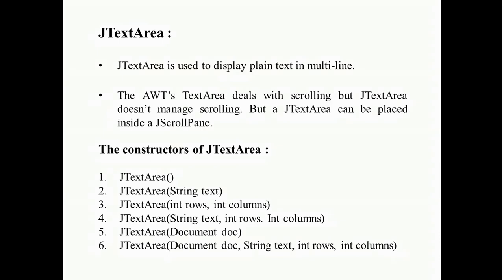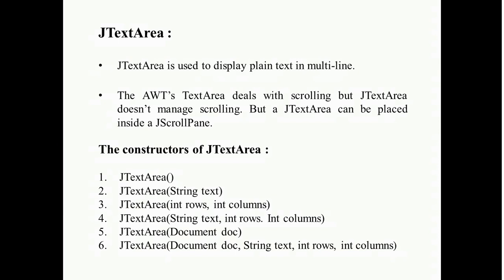The AWT text area deals with the scrolling, but JTextArea does not manage the scrolling. Means AWT supports the scrolling, but JTextArea does not support the scrolling. But a JTextArea can be placed inside a JScrollPane. So the main use of a JTextArea is to display a multiple line message onto the text area.